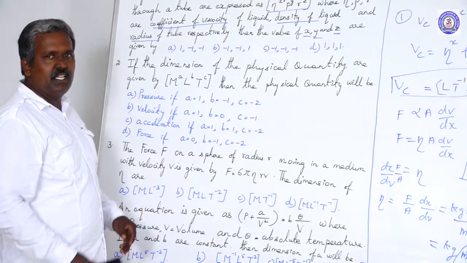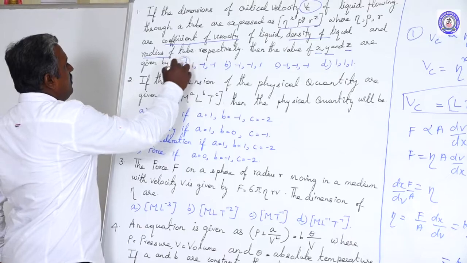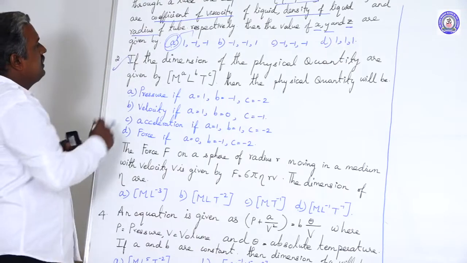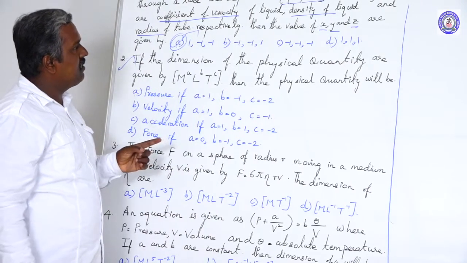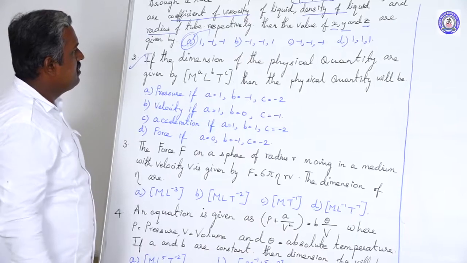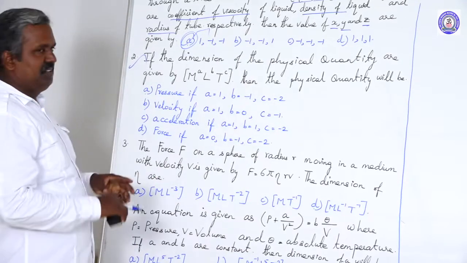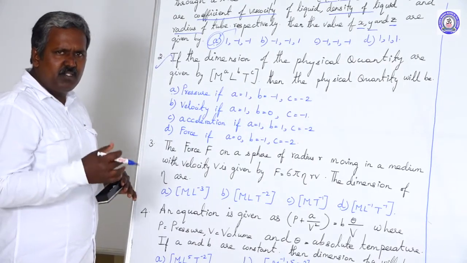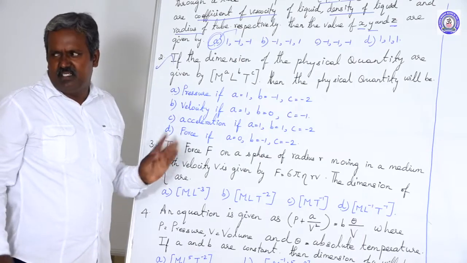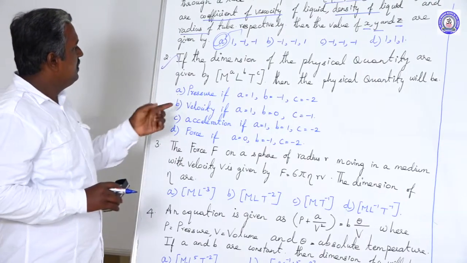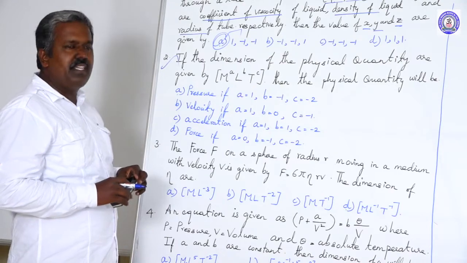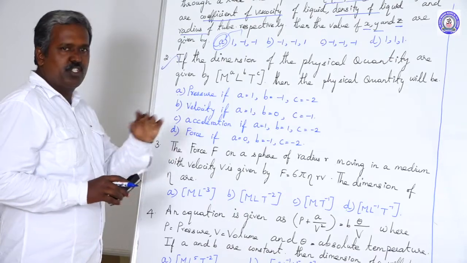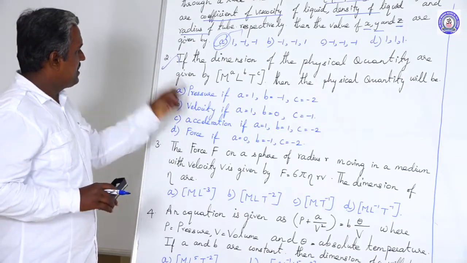Which option is correct? First option, clear? If the dimension of the physical quantity R is given by this, the physical quantity will be very simple. Answer is given. We must check one by one. This is one method. First, given the values of A, B, C, we check pressure, velocity, acceleration and force one by one. First, pressure.